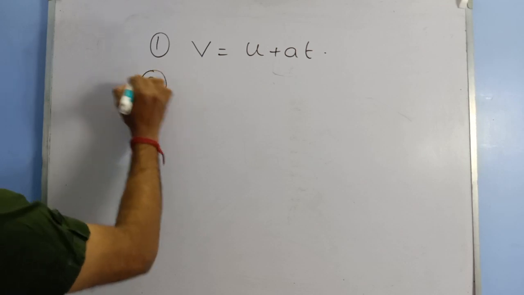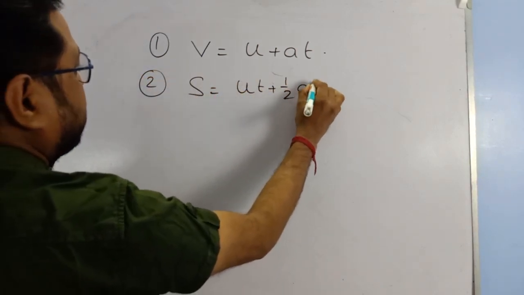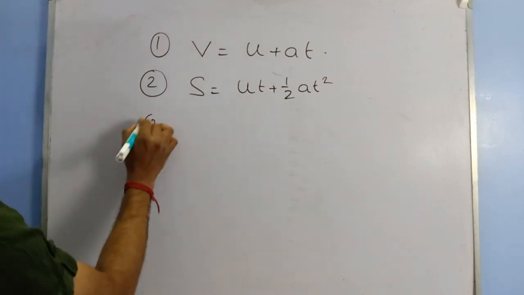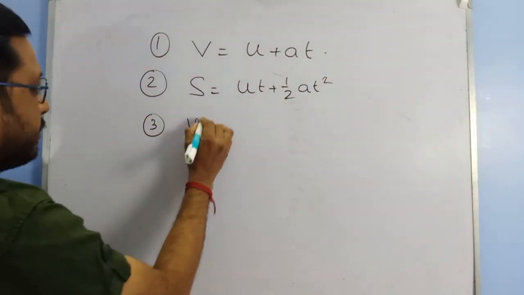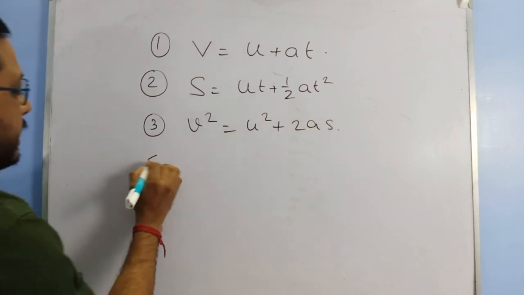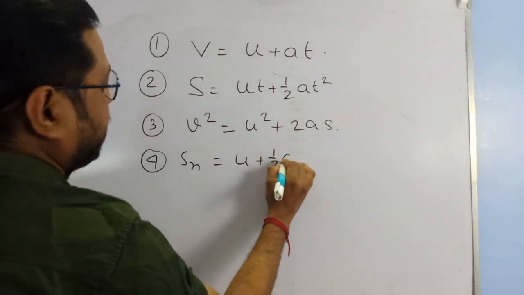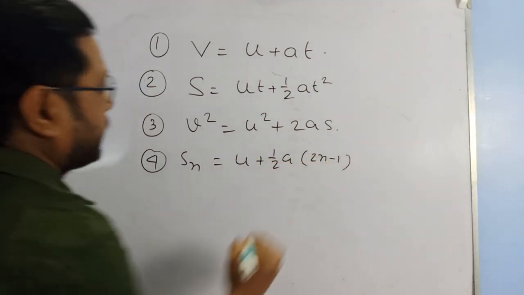Number 2 is s equals ut plus half at square. Number 3 is v square equals u square plus twice as. And number 4 is Sn equals u plus half a into (2n minus 1).